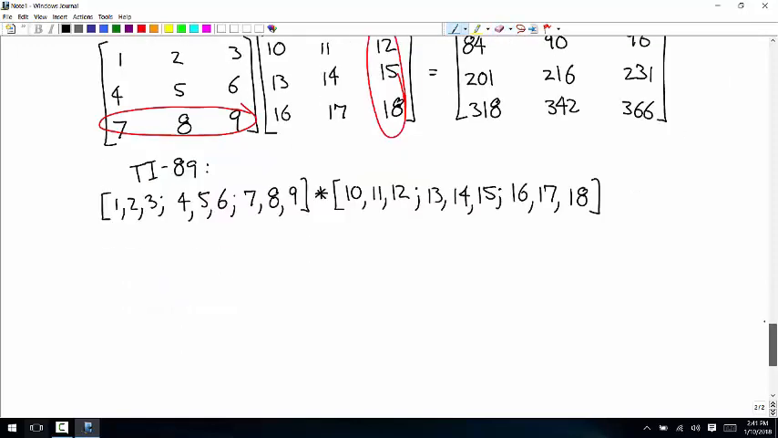Okay, so here's a question. Can you multiply any two matrices? Let me write the question first.